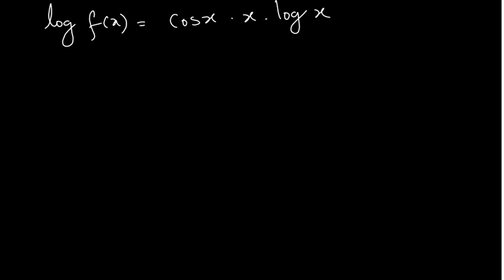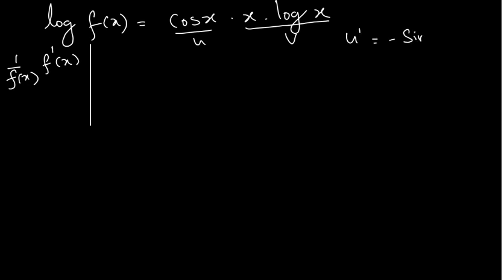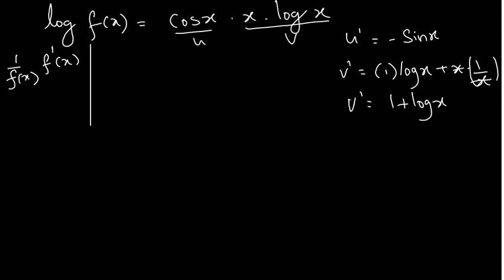So we have to go for the differentiation part. Left side is easy. So that's 1 by f of x into f dash x. And here differentiation is, take this as u, take this entire thing as v. This again has two things, okay? So that's why I do it separately, u dash equal to minus sine x, v dash equal to again uv rule, so differentiation of x is 1 log x plus x into 1 by x, this is differentiation of log x, so you get cancelled. So v dash is nothing but 1 plus log x, 1 I am writing from here, log x is from here, so you need this and you need this.